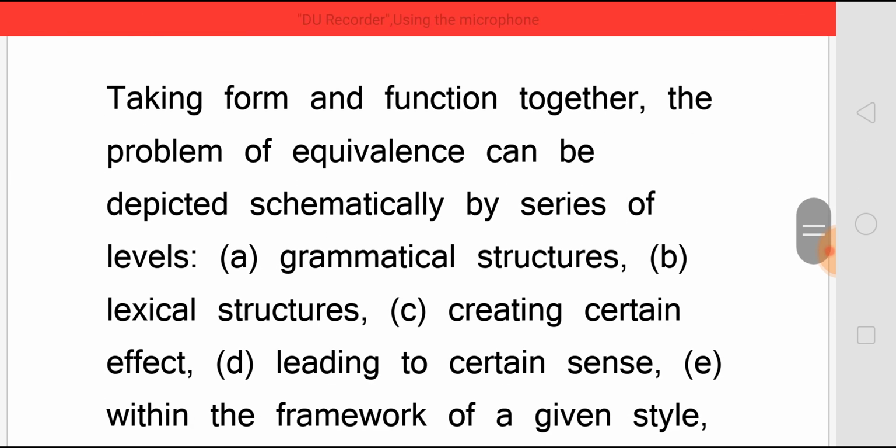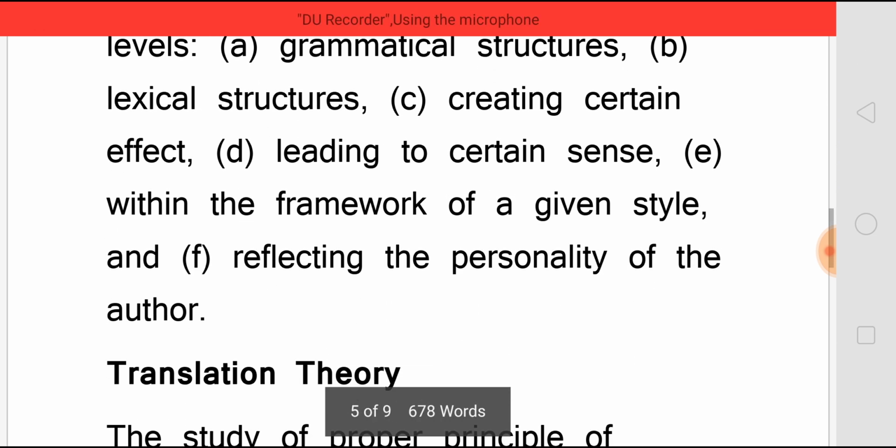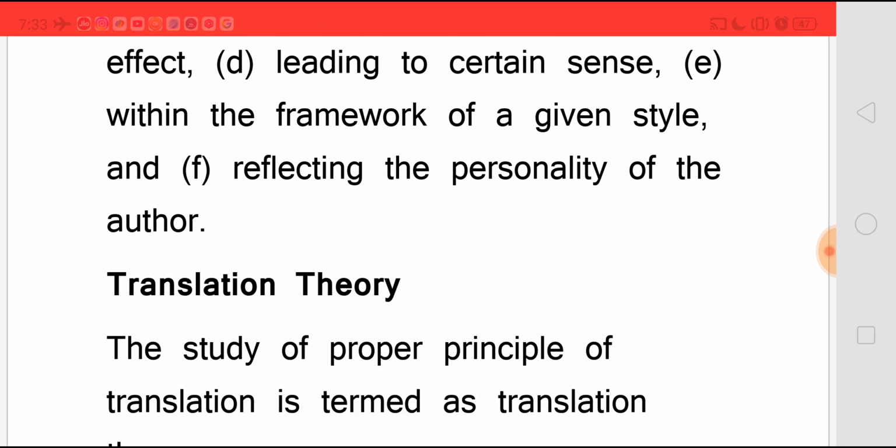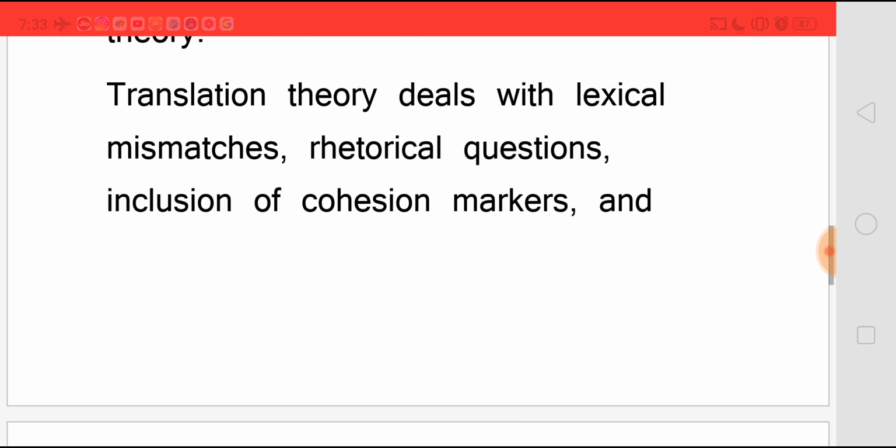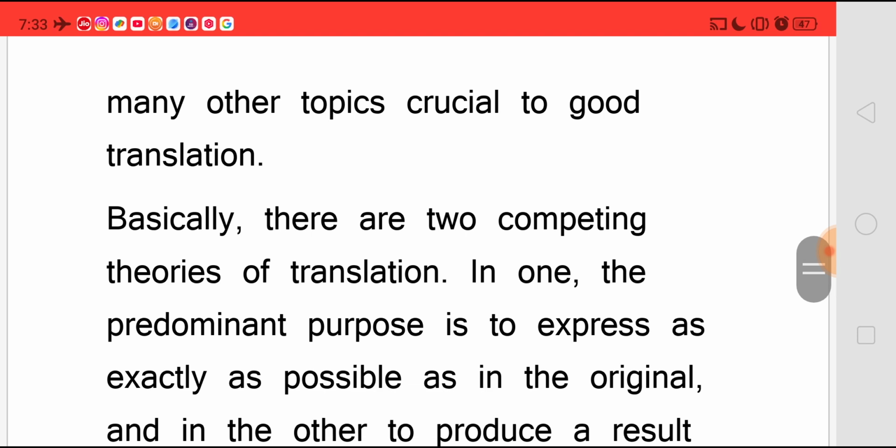Taking form and function together, the problem of equivalence can be depicted schematically by a series of levels, that is, grammatical structures, lexical structures, creating a certain effect, leading to a certain sense within the framework of a given style and reflecting the personality of the author. The study of the proper principles of translation is termed translation theory. Translation theory deals with lexical mismatches, rhetorical questions, inclusion of cohesion markers, and many other topics crucial to good translation.